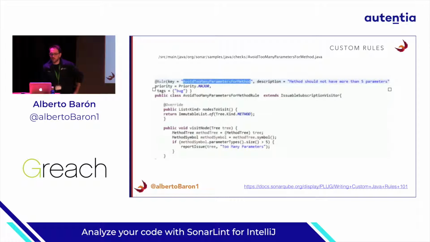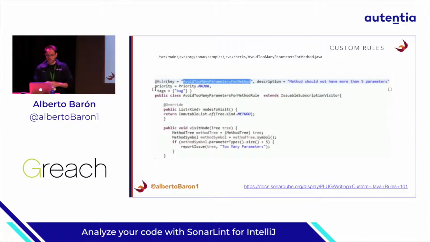To create your own custom rule, as I have mentioned, I have right here the URL to follow the steps in a quiet way, but I will explain it quickly. You can create your own Java class. It has to extend from the IssuableSubscriptionVisitor, which is a class provided by the Java plugin API. And it's important to see those two methods: nodesToVisit, which specifies the data structure, in this case we use the tree kind method, and visitNode, which refers to how the rule will react.